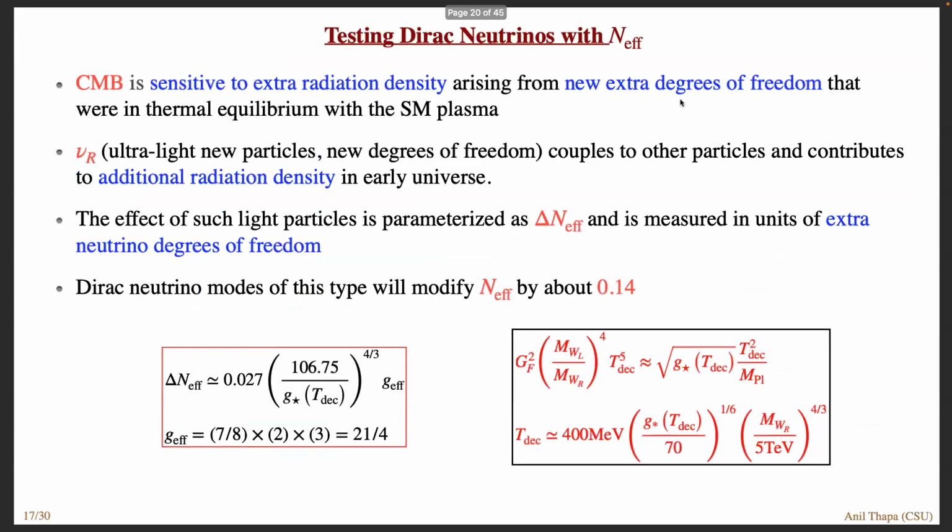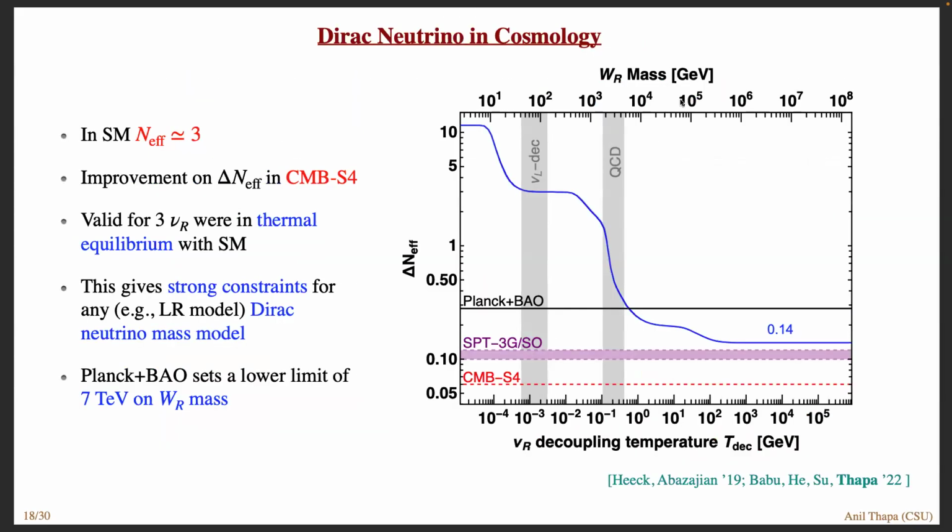Let's talk about Neff now. The CMB, cosmic microwave background, is sensitive to any extra radiation density. Of course, nu R is an ultra-light new degree of freedom, which also means that it contributes to the radiation density of the universe. So this is parameterized by Neff, measured in units of extra neutrino degrees of freedom. Dirac neutrinos in this kind of model will modify Neff by 0.14, which you can see from this plot.